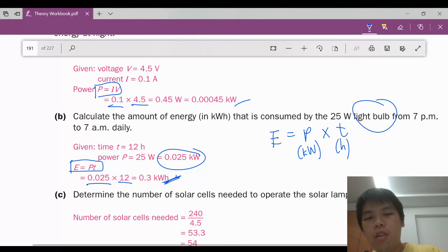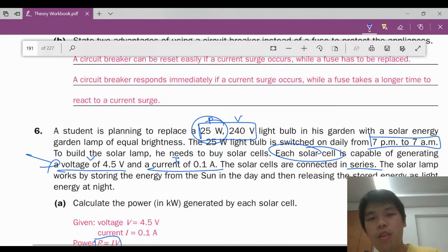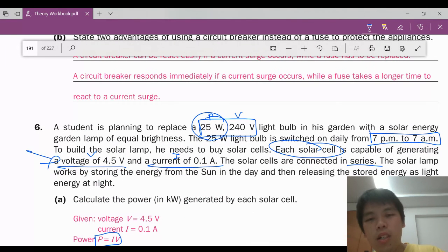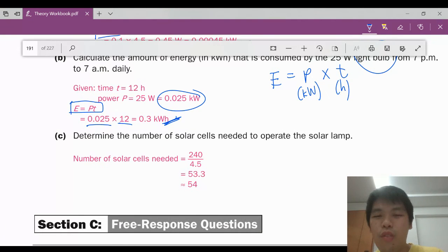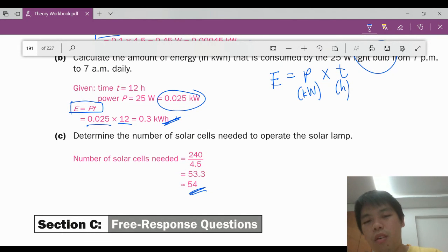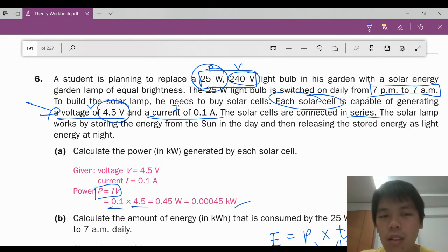So how many cells do we need to generate that amount of energy? You take 240 volts, because to power this light bulb, you need a potential difference of 240 volts. Each of the cells can only generate a potential difference of 4.5. So how many of the cells do you need? 240 divided by 4.5, you need 54. Okay. All right.